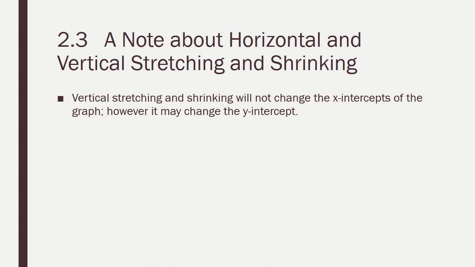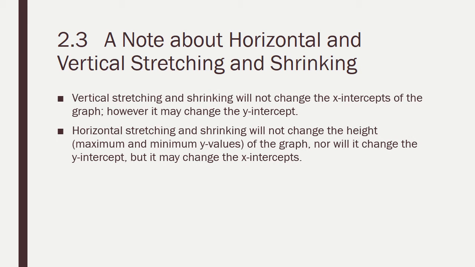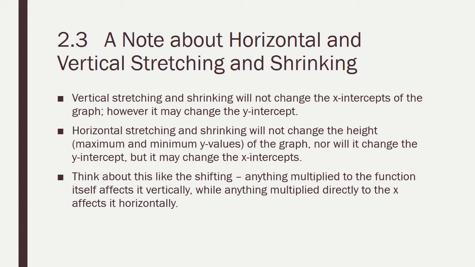Here are a couple notes about this stretching and shrinking. Vertical stretching and shrinking will not change the x-intercepts, and we noticed that in our examples. It may change the y-intercept. Horizontal stretching and shrinking will not change the height, the maximum or minimum y values of the graph. It will also not change the y-intercept, but it could change the x-intercepts. And then this was what I was saying a minute ago. Remember, when you're multiplying to the function itself, that's going to affect it vertically. Anything multiplied to the x directly will affect it horizontally.